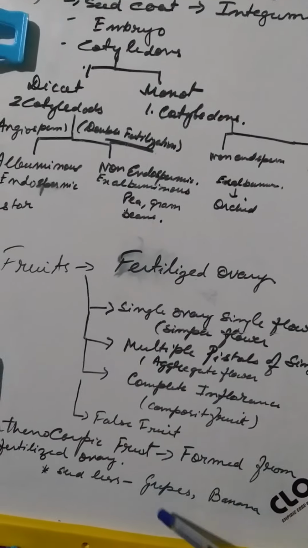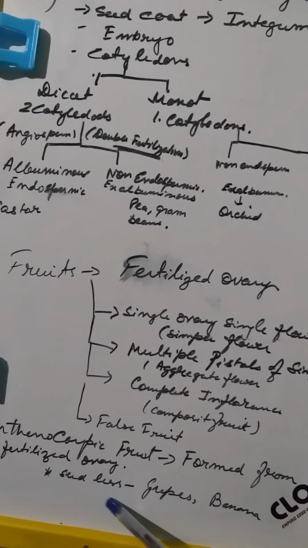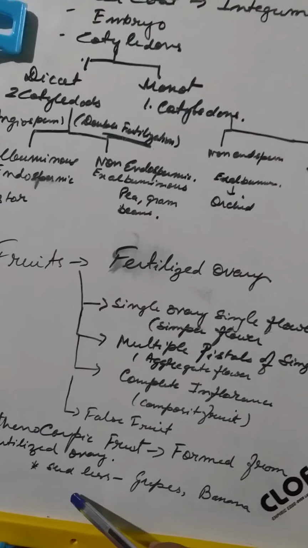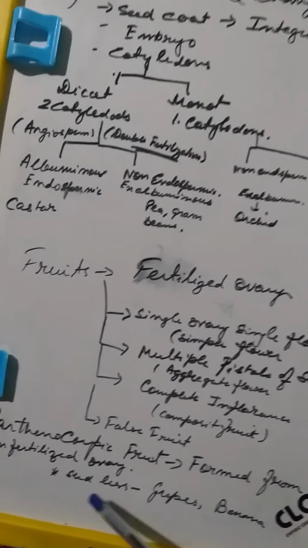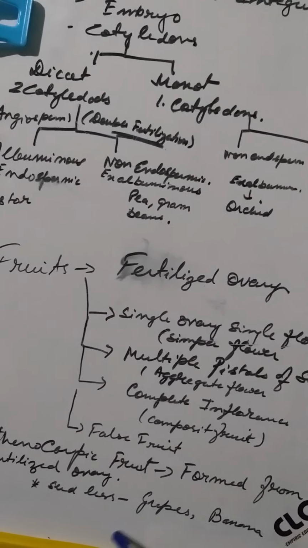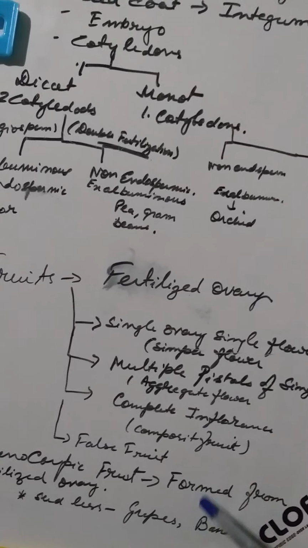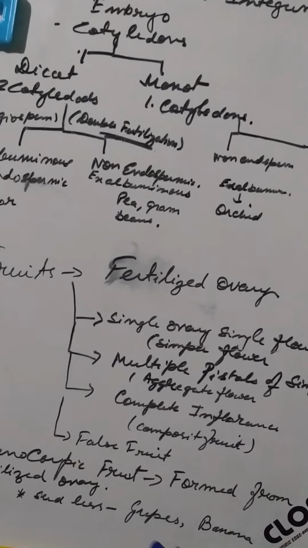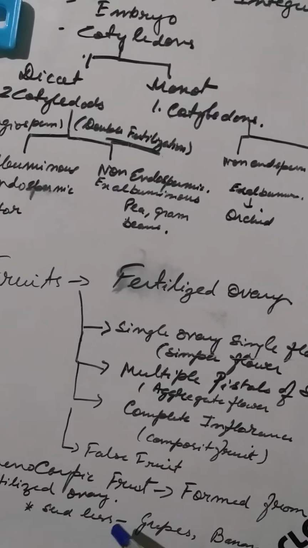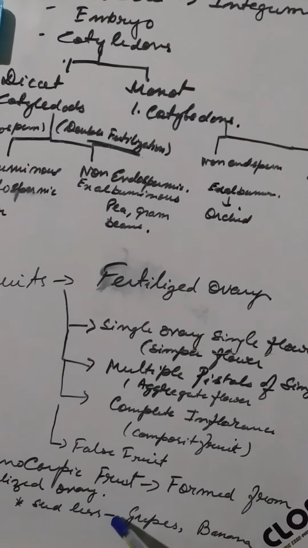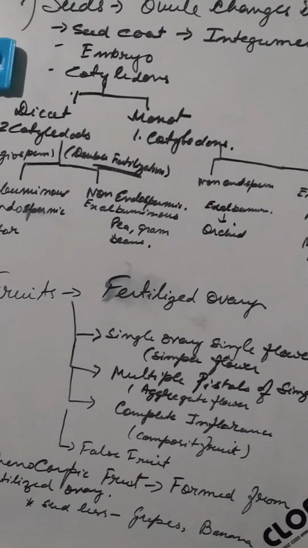So with this we come to the end of this chapter, sexual reproduction in flowering plants. In our next class I will be starting a fresh new topic, sexual reproduction in animals, and we will be beginning with sperm formation, that is known as spermiogenesis.